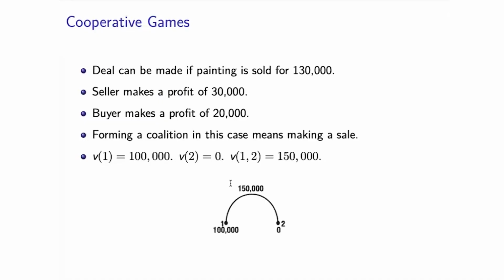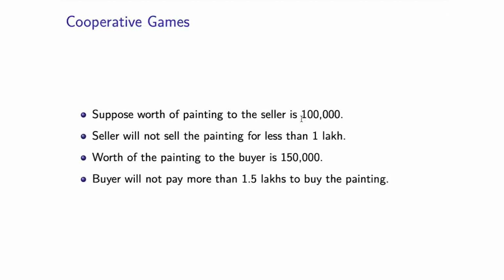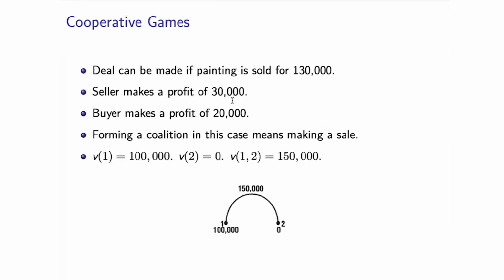Okay. So what can be an example of a deal? For example, suppose the painting is sold for 130,000, or 1.3 lakh. In this case, will the seller make a profit? Yes, because the seller was interested in getting at least 1 lakh. So therefore, the seller makes a profit of 30,000. What about the buyer?